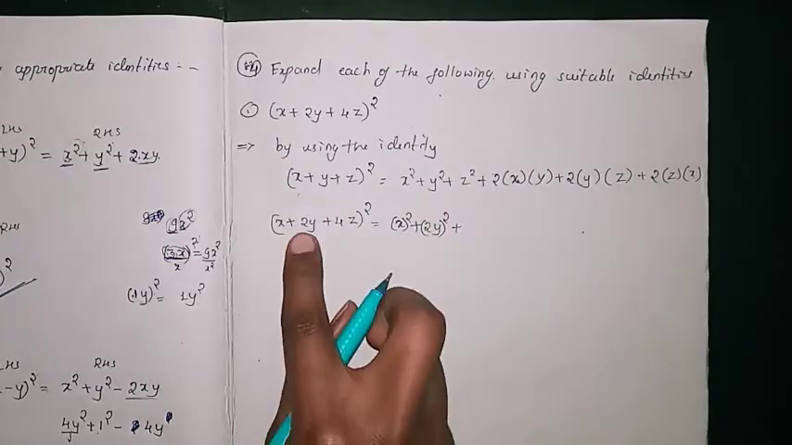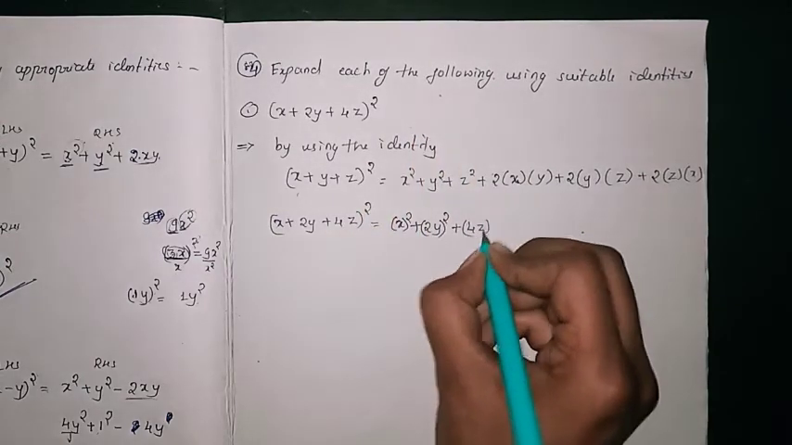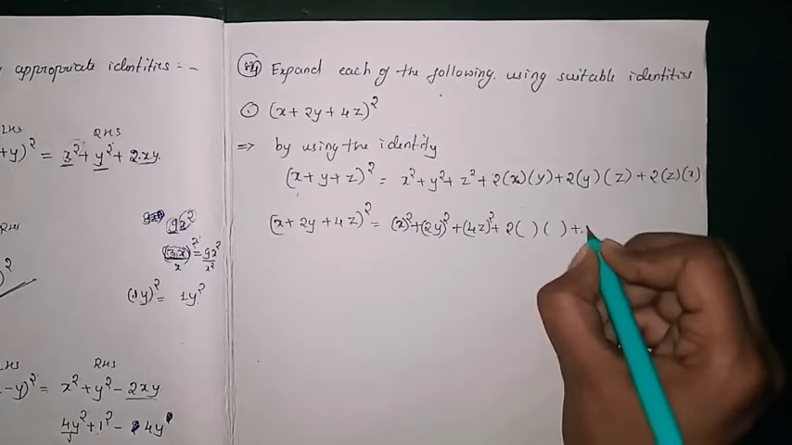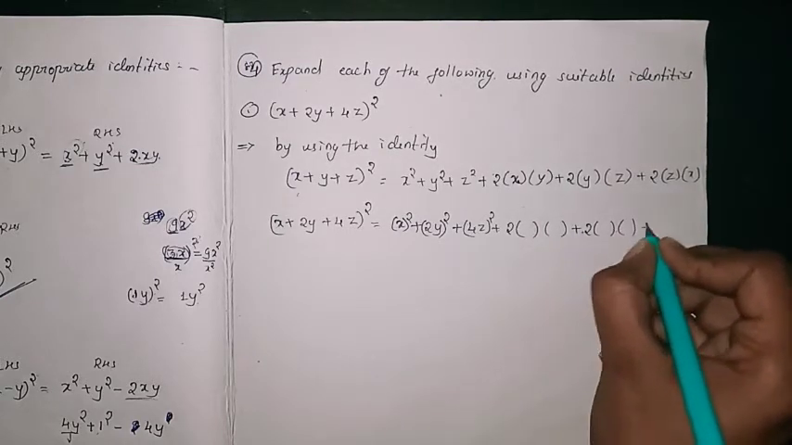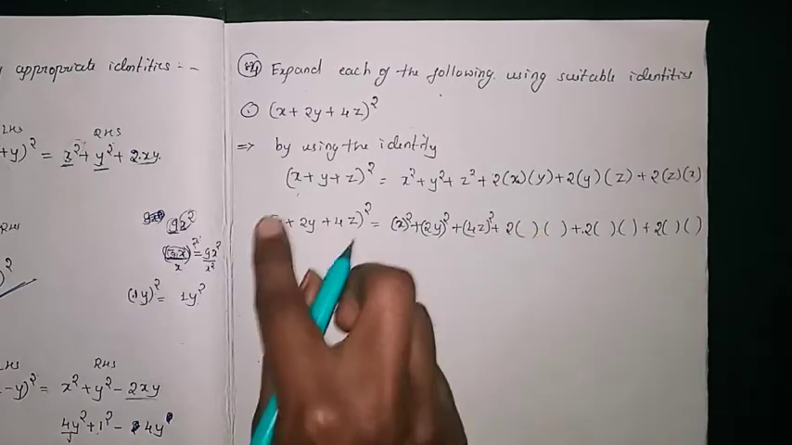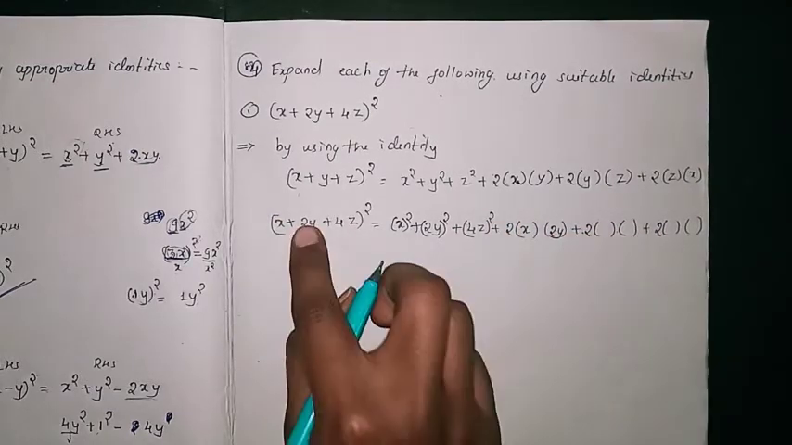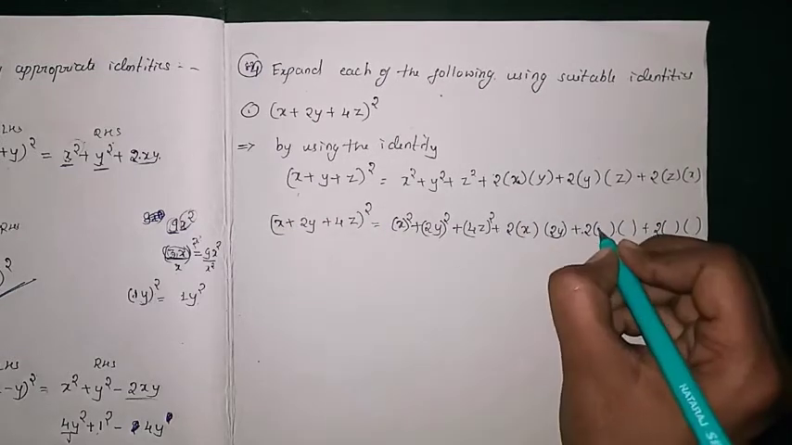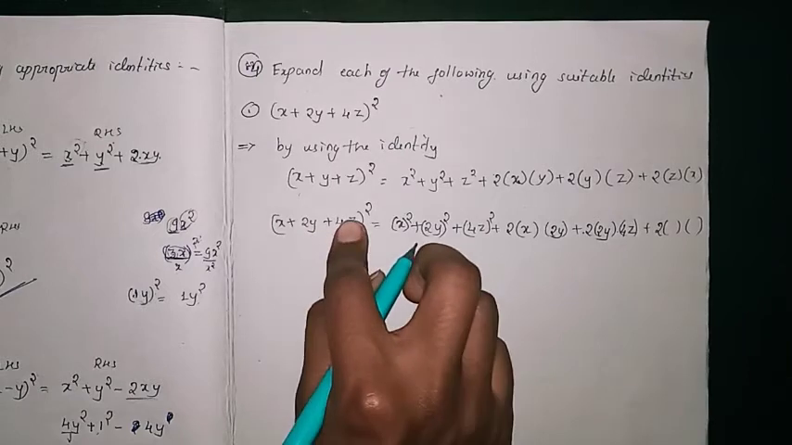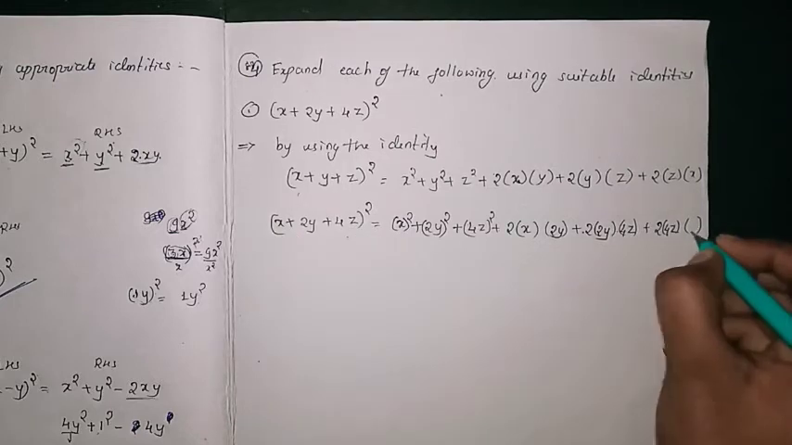The first term square, second term square, third term square, (4z)², plus 2, as I told, first and second we will write, plus 2 first, plus 2 another 2 brackets. So first 2 into first term and second term, that is x and 2y. 2 into second term and third term, so it is 2y and 4z. And now last term and the first term, that is 4z into x.